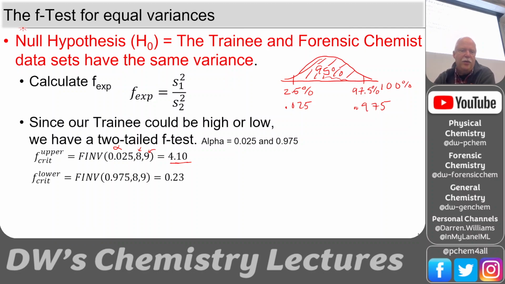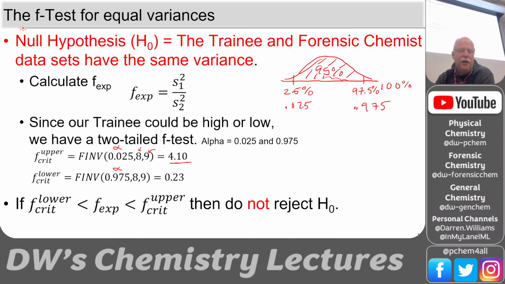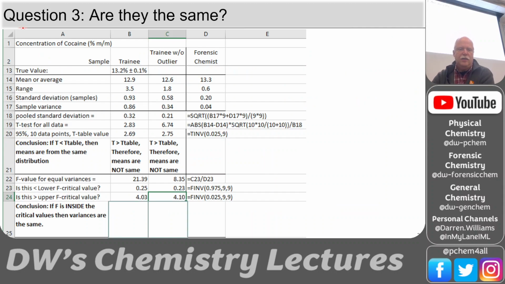And then it's the same equation, 8 and 9, but it has a different alpha for the lower critical value, and it's 0.23. And so this is our test. If our F experimental is between those two limits, then we do not reject. So we have the lower is 0.23 and the upper is 4.1. And we do this ratio here, and we compare it to those limits. If it's inside those limits, we don't reject it. Okay. So let's go calculate it.